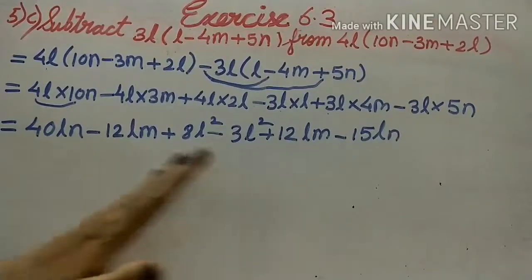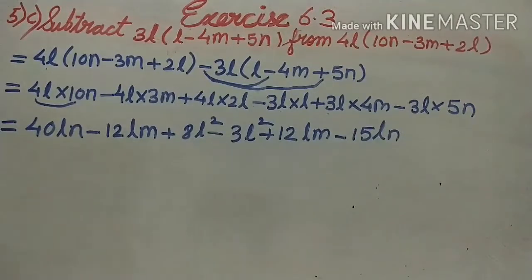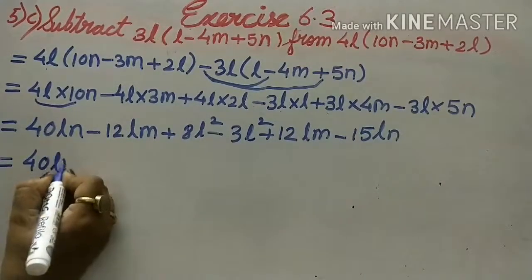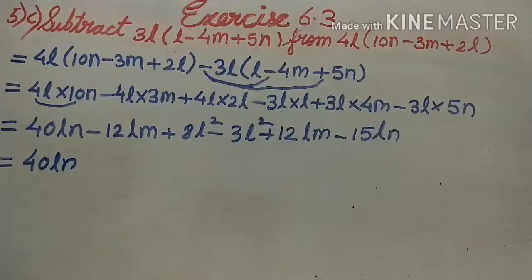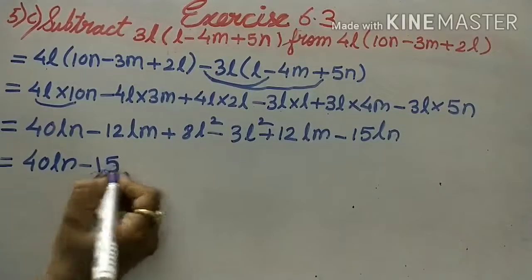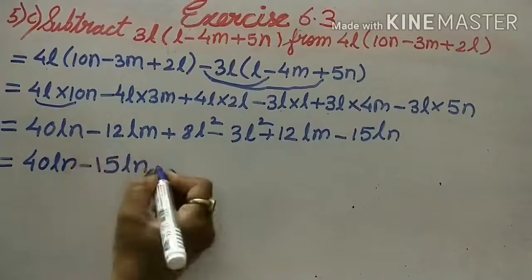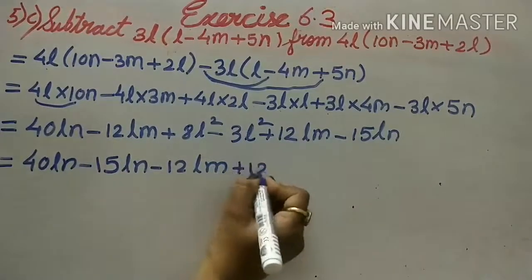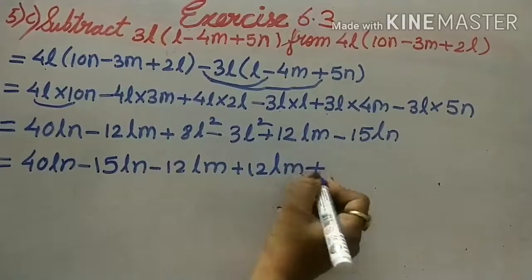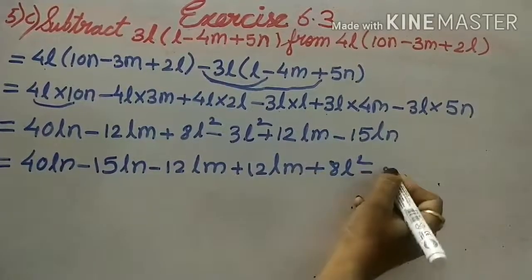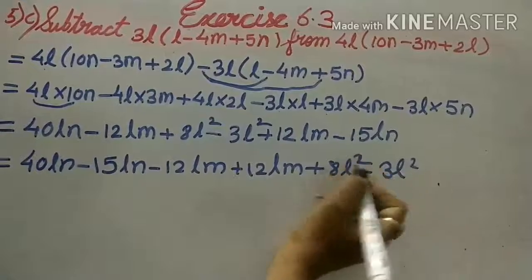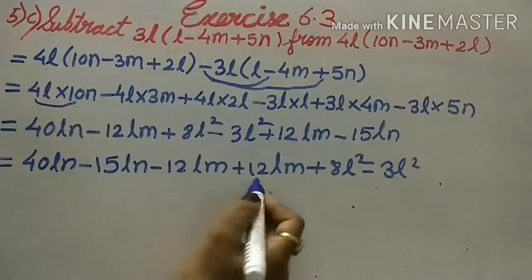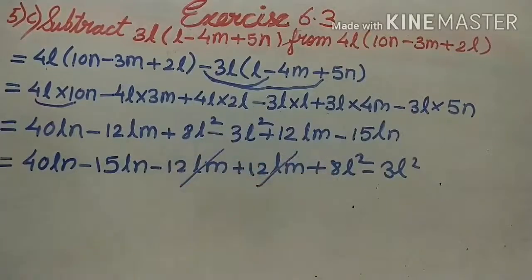Now next what we'll do? We'll write all like terms one side and unlike terms one side. Is equal to 40 ln. Again, where is the ln term? It is here, minus 15 ln. Next, minus 12 lm plus 12 lm plus 8l square minus 3l square. Correct? Now see here, minus 12 lm plus 12 lm get cancelled.